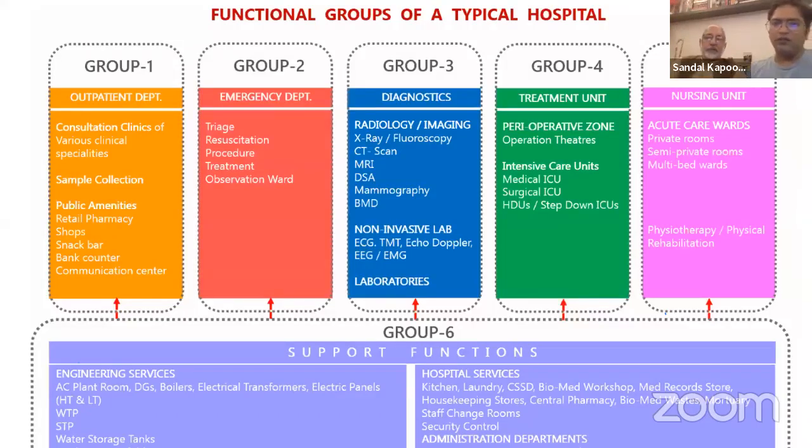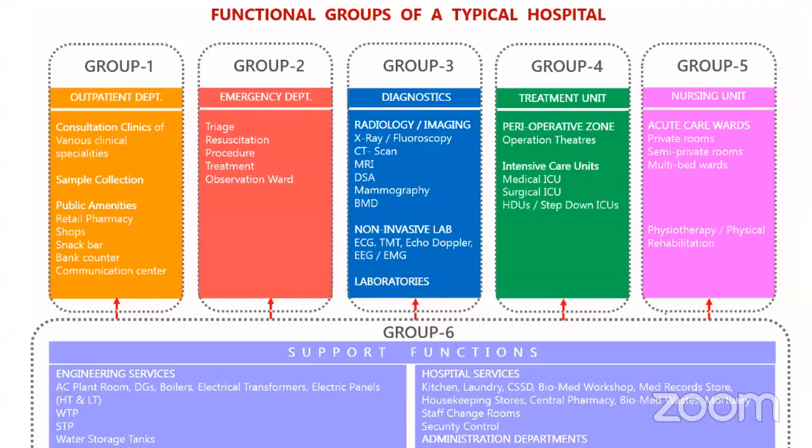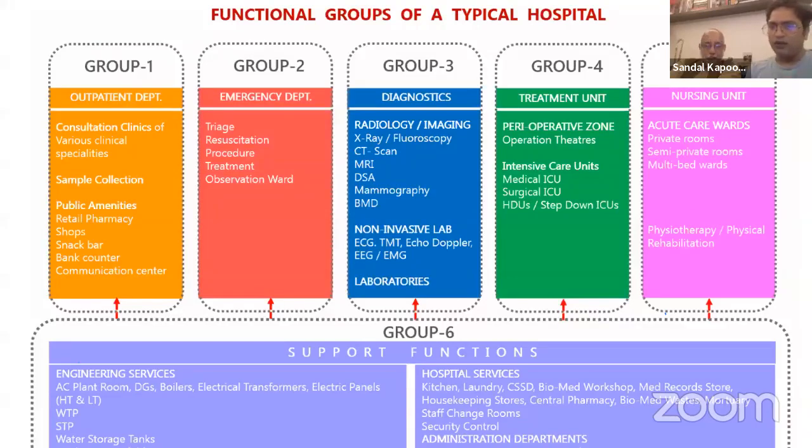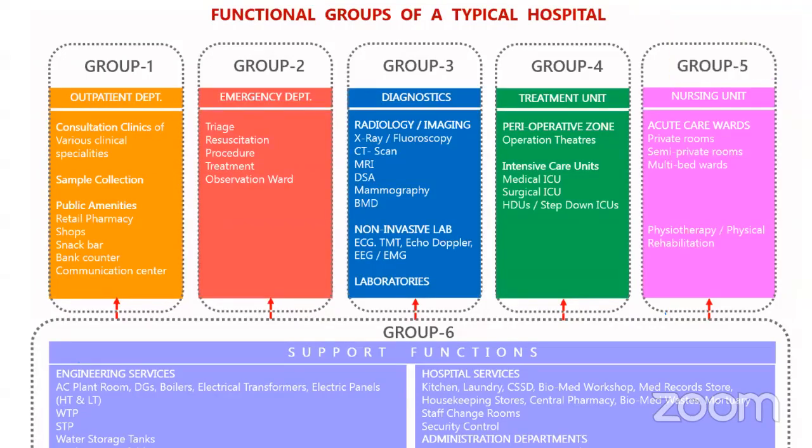Then the third group is the diagnostics area, wherein all the major equipment that we think of, like imaging equipment, radiology equipment, wherein we have MRI, CT scans, DSA, mammography, bone mineral density, and all these heavy equipment of the diagnostics will be grouped in group three, which will also have non-invasive equipment like ECG, TMT, Doppler, and all those equipment also.